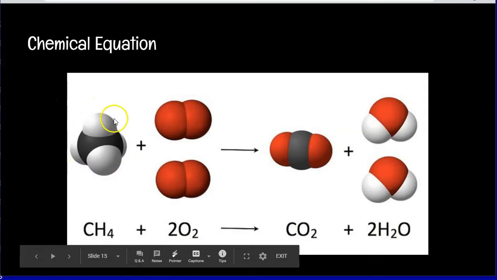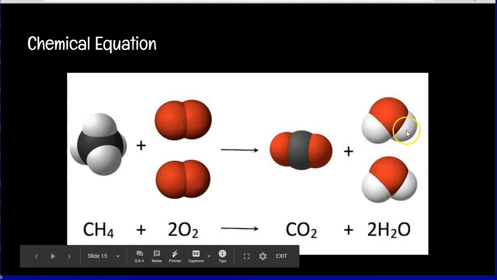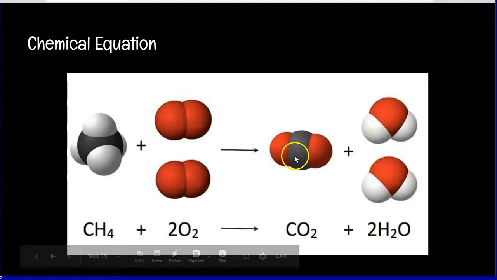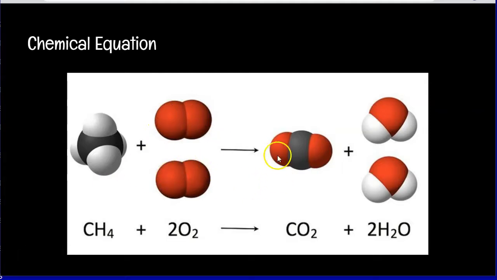Consider the methane molecule. It has 4 hydrogens and 1 carbon. On the other side, you see 4 hydrogens and 1 carbon. On the reactant side, you see 4 oxygens, 1, 2, 3, 4. And on the product side, you see 4 oxygens. So there's an equal number on both sides.